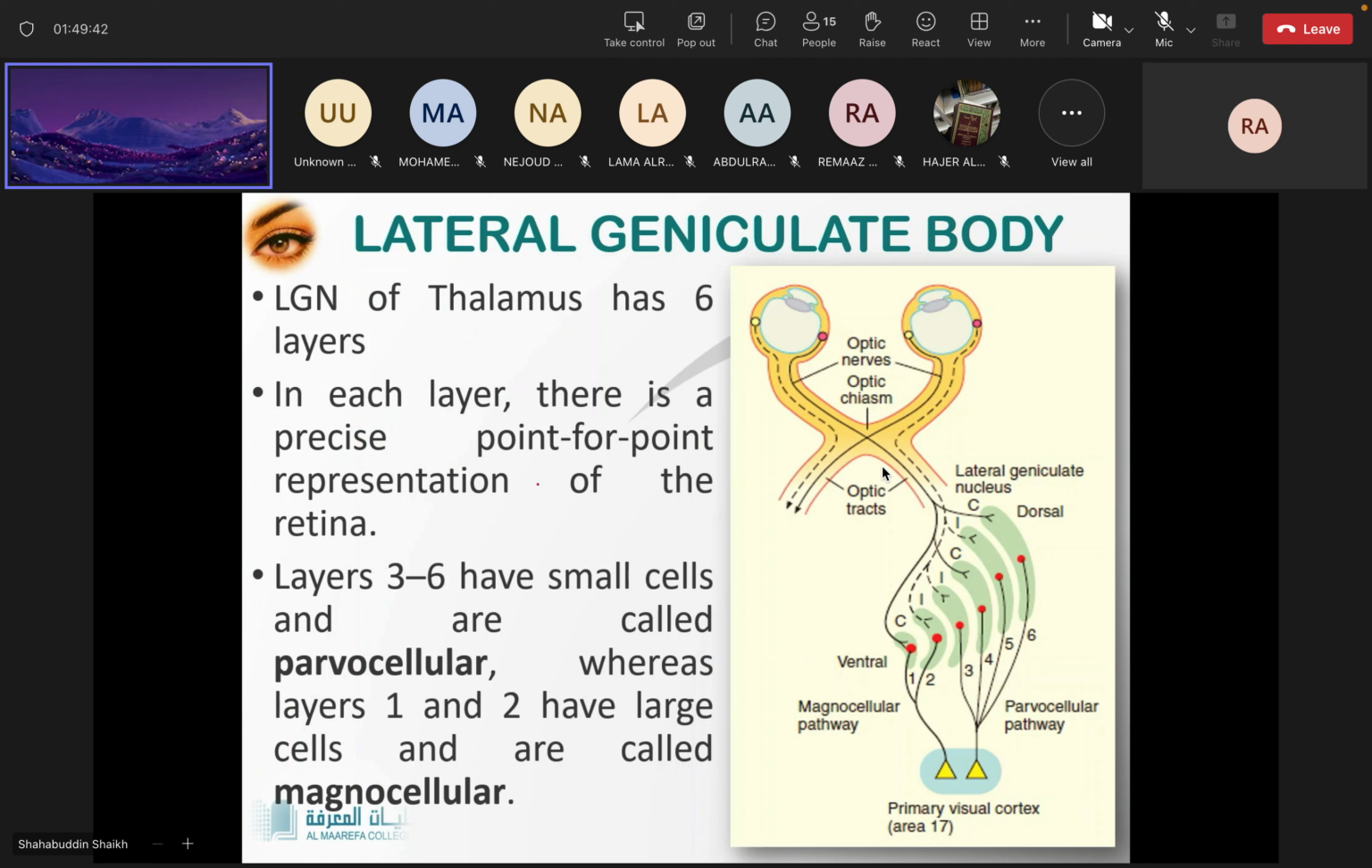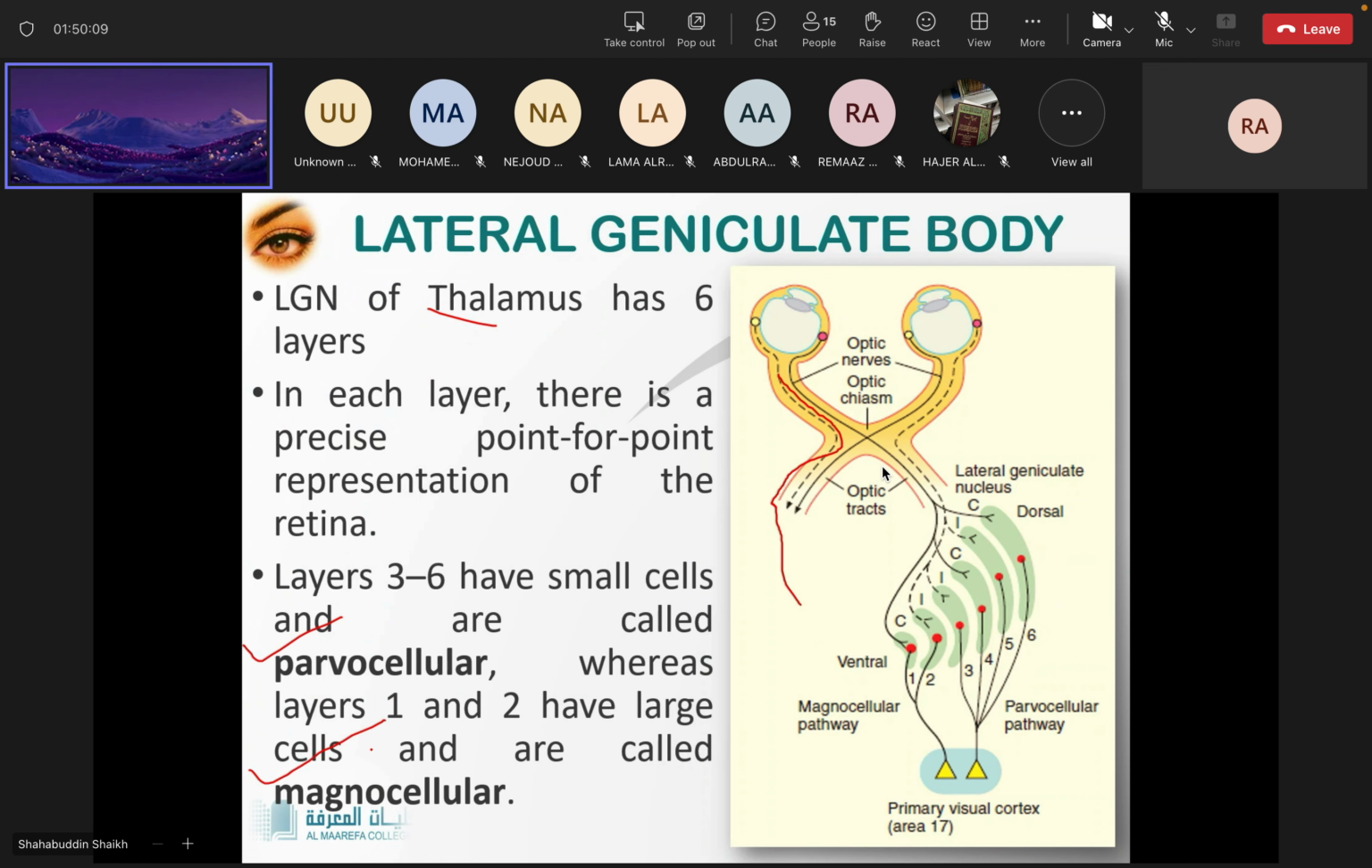Once the optic pathway reaches the thalamus, it goes to the lateral geniculate body or lateral geniculate nucleus. It has a number of layers. Here it is shown that 6 layers are there. In these 6 layers, there are 2 major types of cells: parvocells, that is small cells, and magnocells, that is large cells.